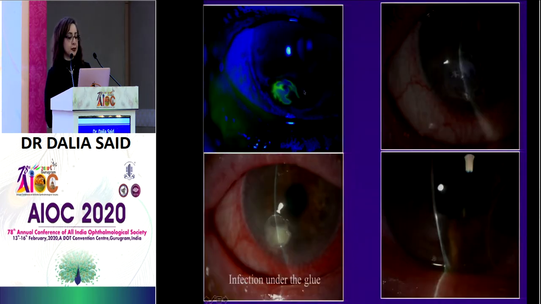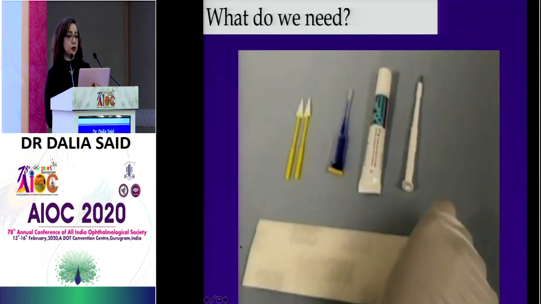So again, this is a Seidel positive test, and this is the patient where we put a bandage lens, and look here, the patient developed infection. So you have to really monitor the patients if you're putting glue and putting a bandage lens. So this is what we need to do, corneal gluing.